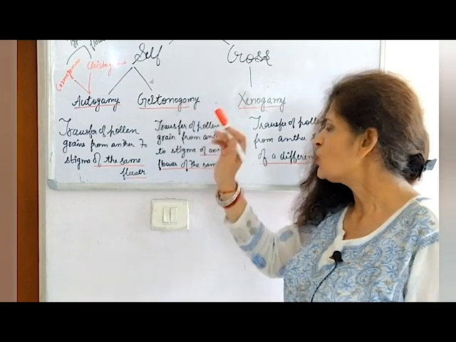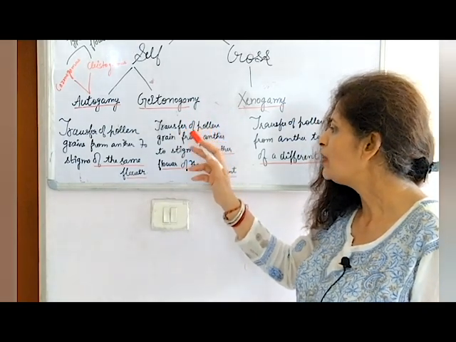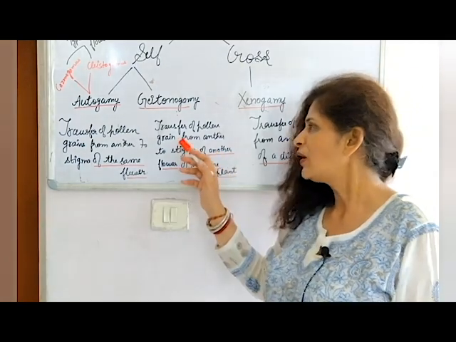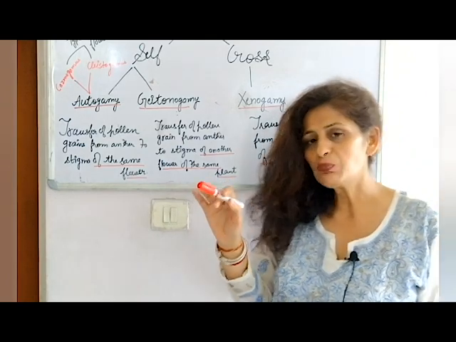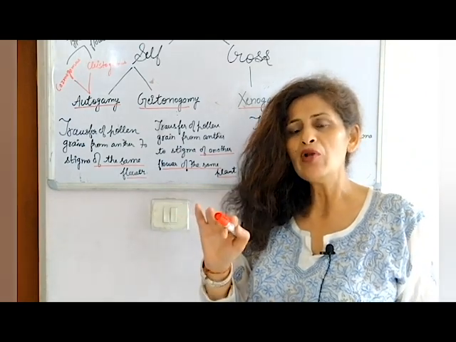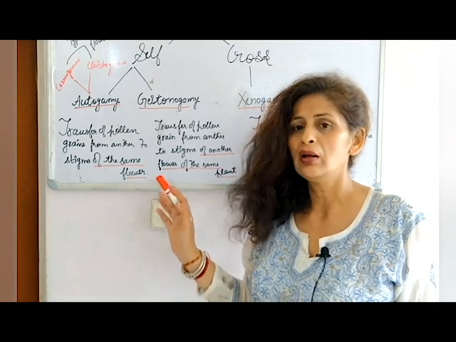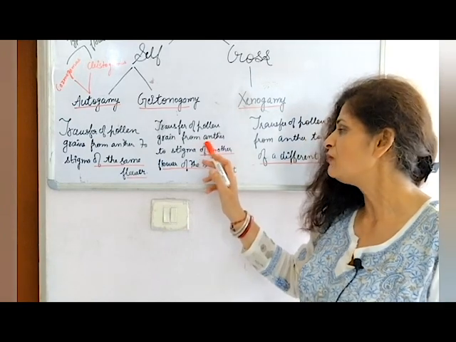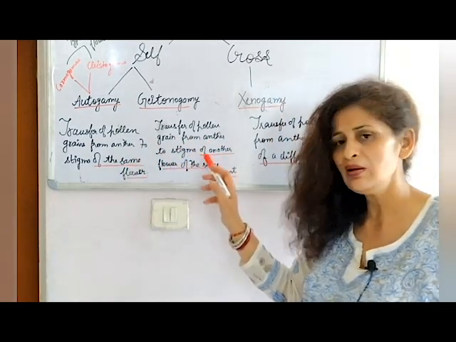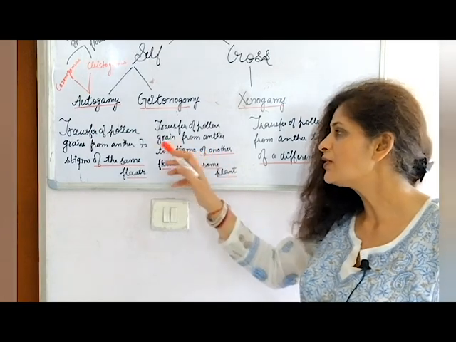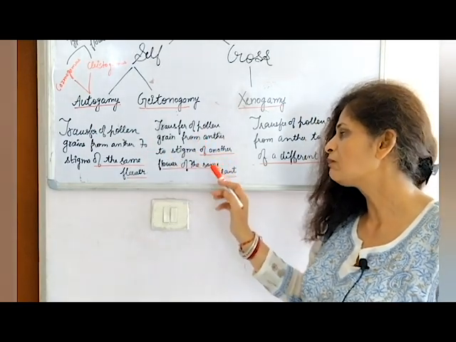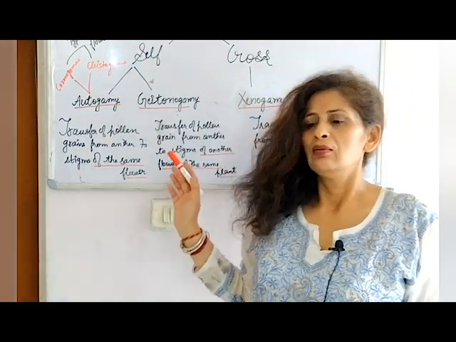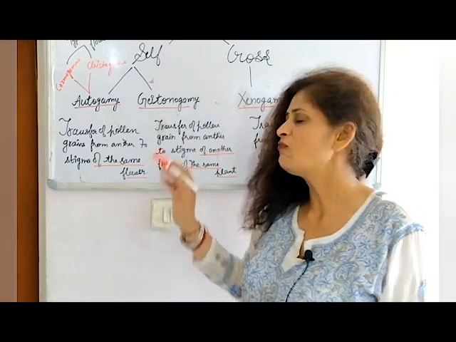And geitonogamy is transfer of pollen grain from anther to stigma of another flower of the same plant. What is the difference in geitonogamy? In this, pollen grain is transferred from one flower to the stigma of another flower, but it is born on the same plant. Plant will be same, flower may be different. So that's why both are included in self-pollination, because the plant is same. In this, flower is different but plant is same. So this is self-pollination, and bisexual flowers perform self-pollination.